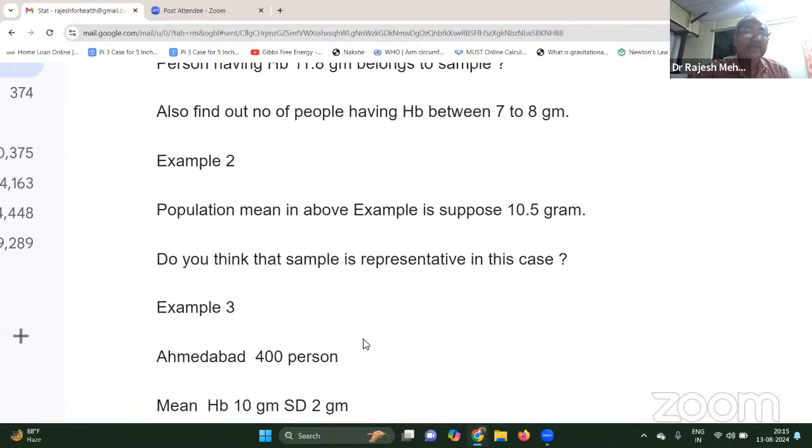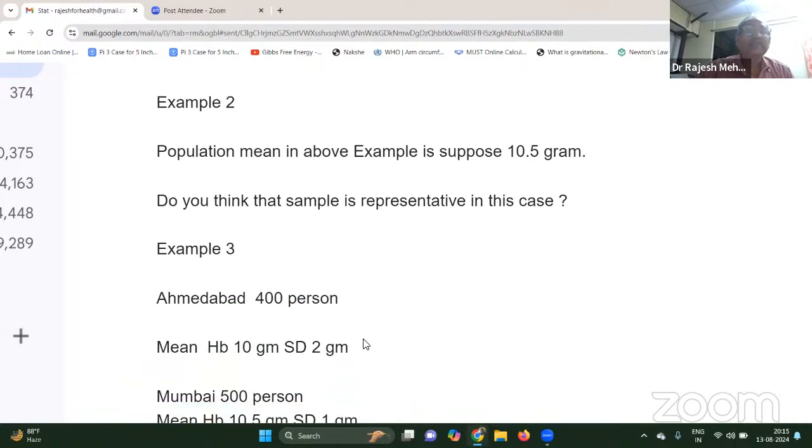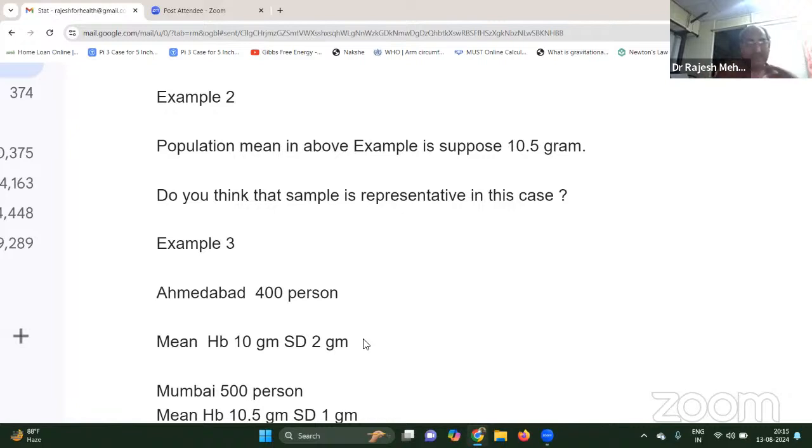We can discuss again. Second example: the population mean in the above example is, suppose, 10.5 gram. Do you think that the sample is representative in this case? What is your answer?